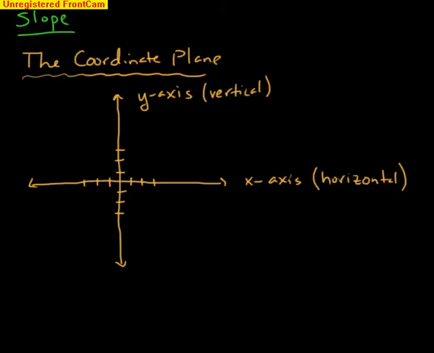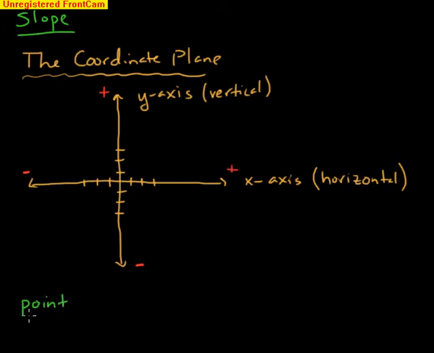Now, we need to remember that when we go to the right, this is positive. When we go up, that's also positive. When you go to the left, that's negative, and when you go down, that's negative. So that's how the numbers work. Positive is to the right and up, negative is to the left and down. All right. Now, on the coordinate plane, we plot points.